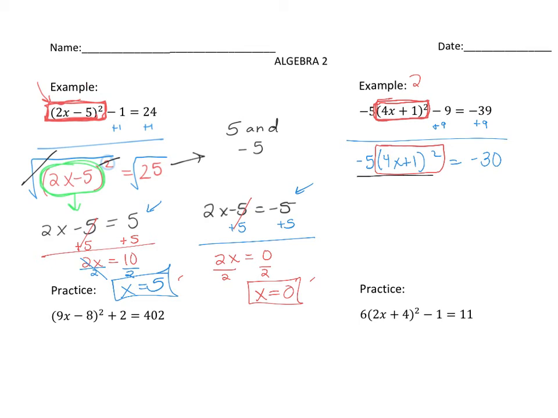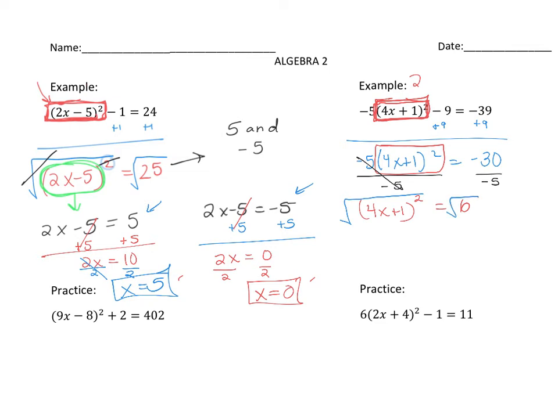So what I need to do is divide each side by negative 5. These will cancel out. And now I finally have (4x plus 1) squared by itself. And negative 30 divided by negative 5 gives me a positive 6. So now that I have this term on the left side by myself, I can go ahead and take the square root of each side. That's my next step.